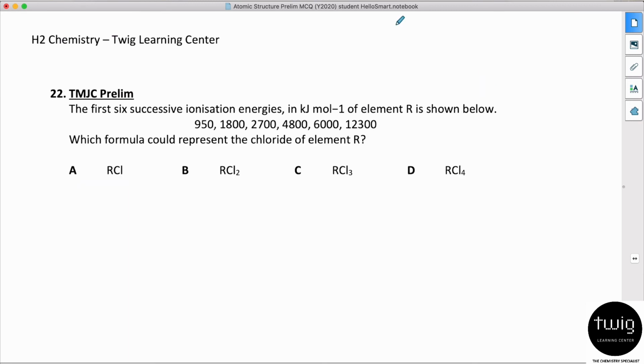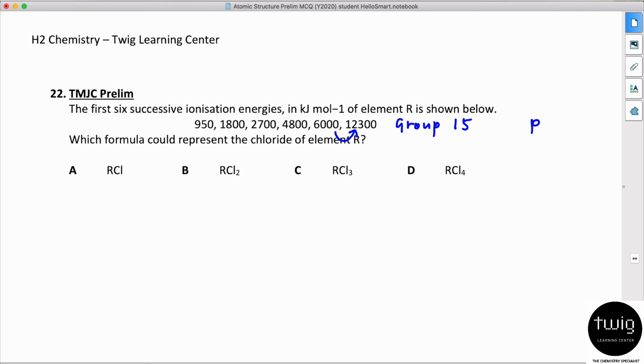Okay, let's look at question 22. Which formula could represent the chloride of element R? So let's look at which group this element R belongs to. You look for the biggest jump. The biggest jump is between the 5th and the 6th IE, right? So this element is actually in group 15, which is probably something like phosphorus.